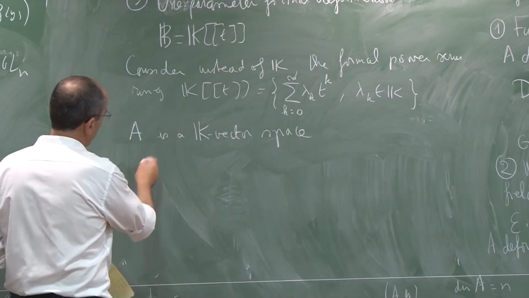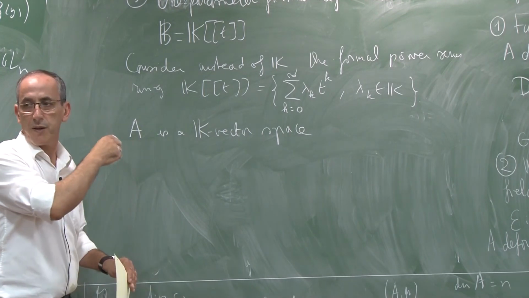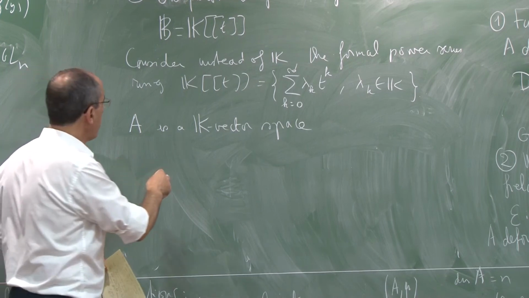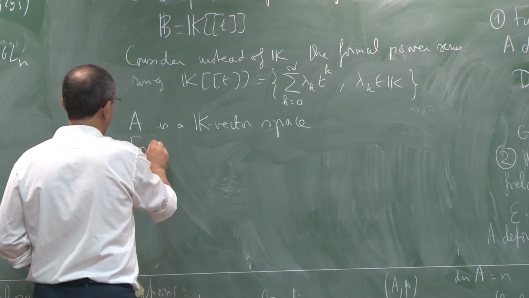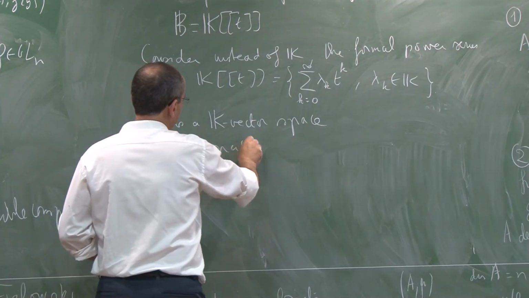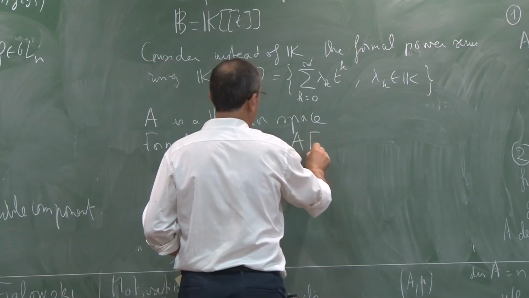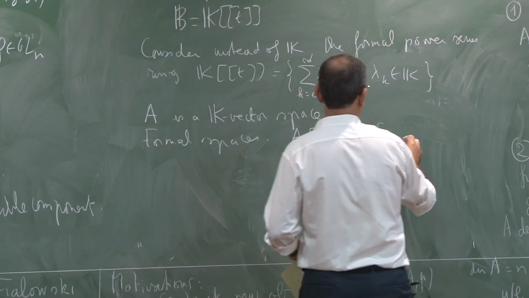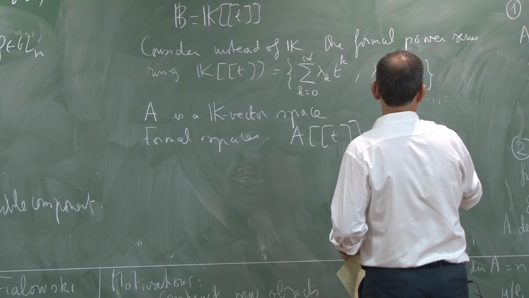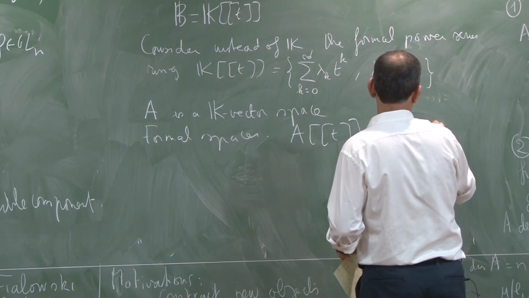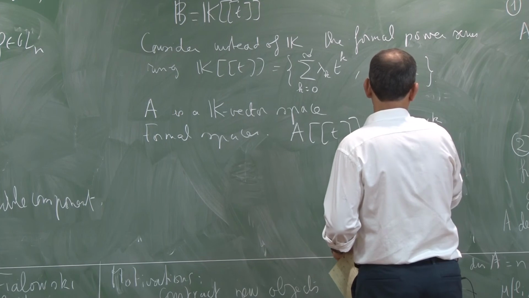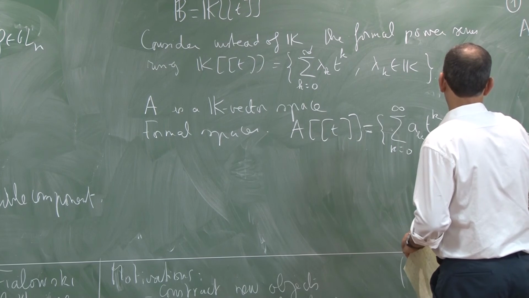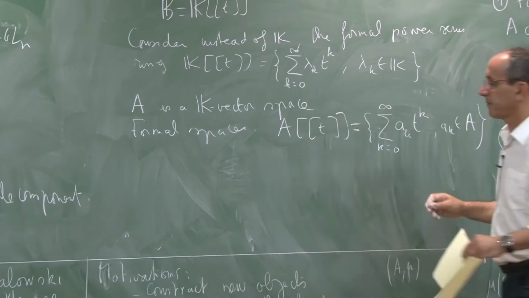And now we need to extend the coefficient domain from K to KT. And now we should define formal spaces. We need to define formal spaces AT, which will be given by elements of the form sum of a_k t^k, k running from 0 to infinity, where a_k are elements in A. Okay?